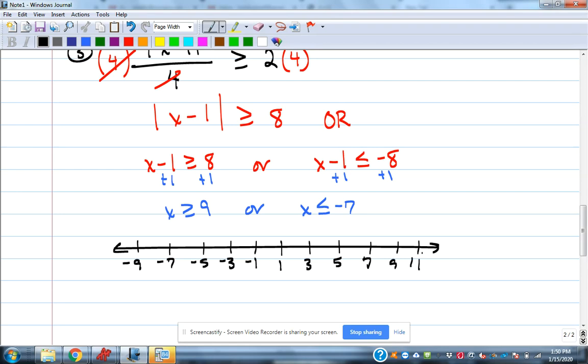That makes it nice. And then above the negative 7, we have a filled in circle, and it's going less than, so that's to the left. And above the 9, filled in circle, it's to the right. Remember, or problems, they go the opposite directions, right? So now let's get the interval notation for that.